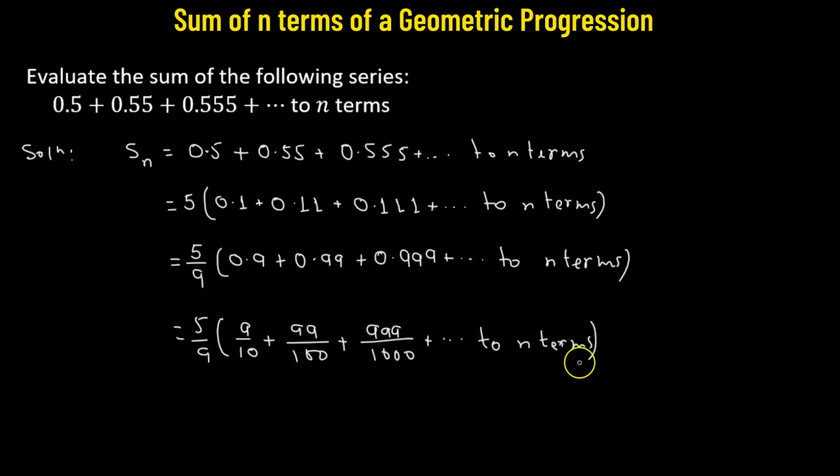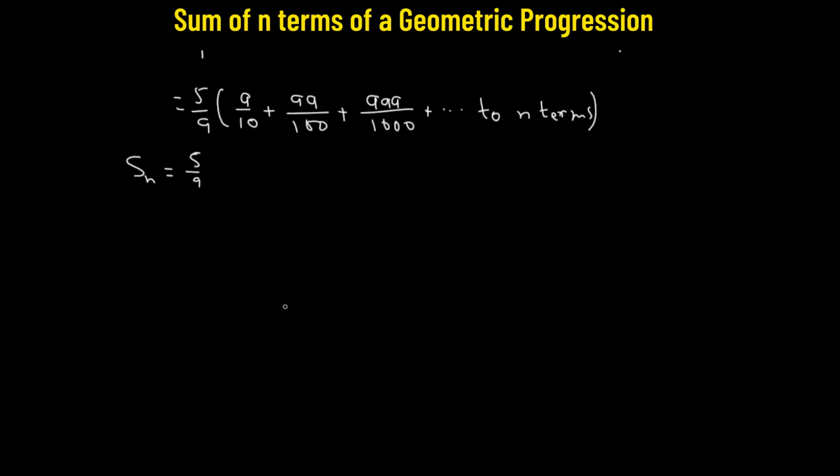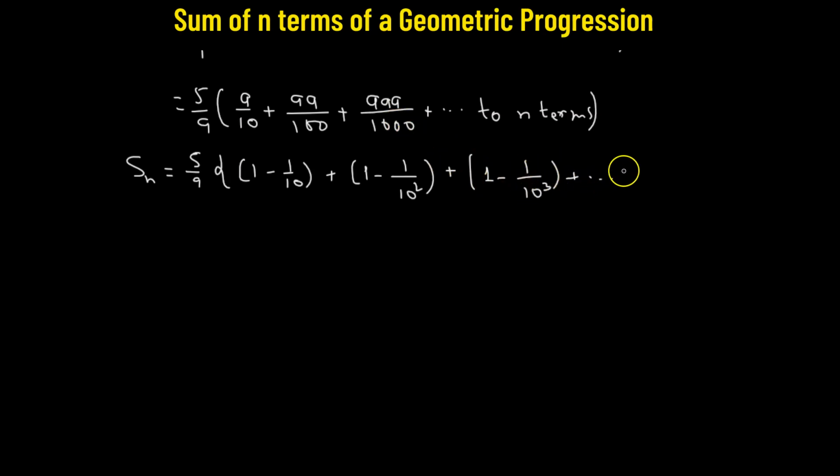Fine. Next, again we can further simplify each of the terms. So here 9 divided by 10 can also be expressed as 1 minus 1 over 10. Then our second term, which is 99 over 100, can be expressed as 1 minus 1 over 100, or 100 can be expressed as 10 squared. Plus 999 divided by 1000 can be expressed as 1 minus 1 over 10 cubed. So this goes all the way up to n number of terms.